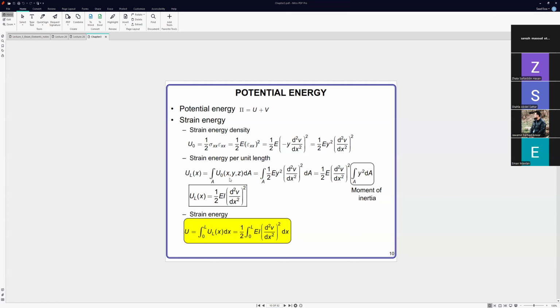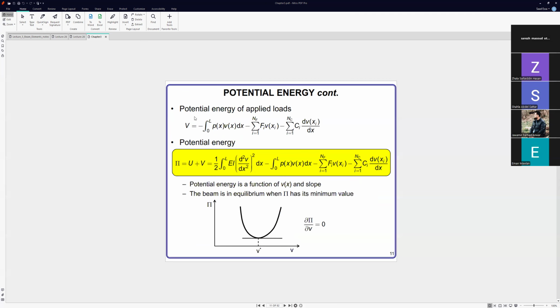Okay, so here we have the strain energy now. U is equal to the integration from 0 to L of U of L times dx, this is for the unit length. That's why we should make the times of the dx. Now we will have the half, integration from 0 to L of EI (d squared v over dx squared) all squared dx. Okay, this is the strain energy.